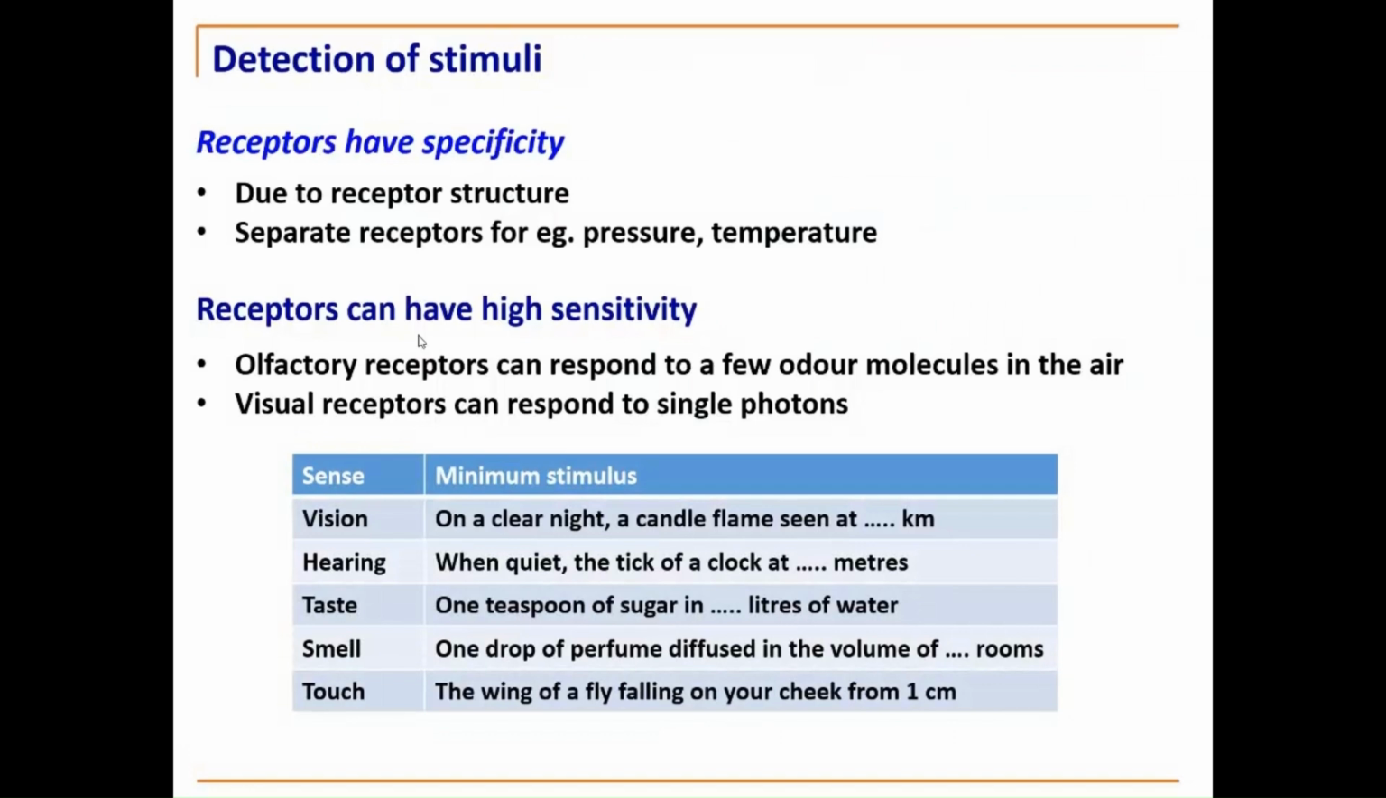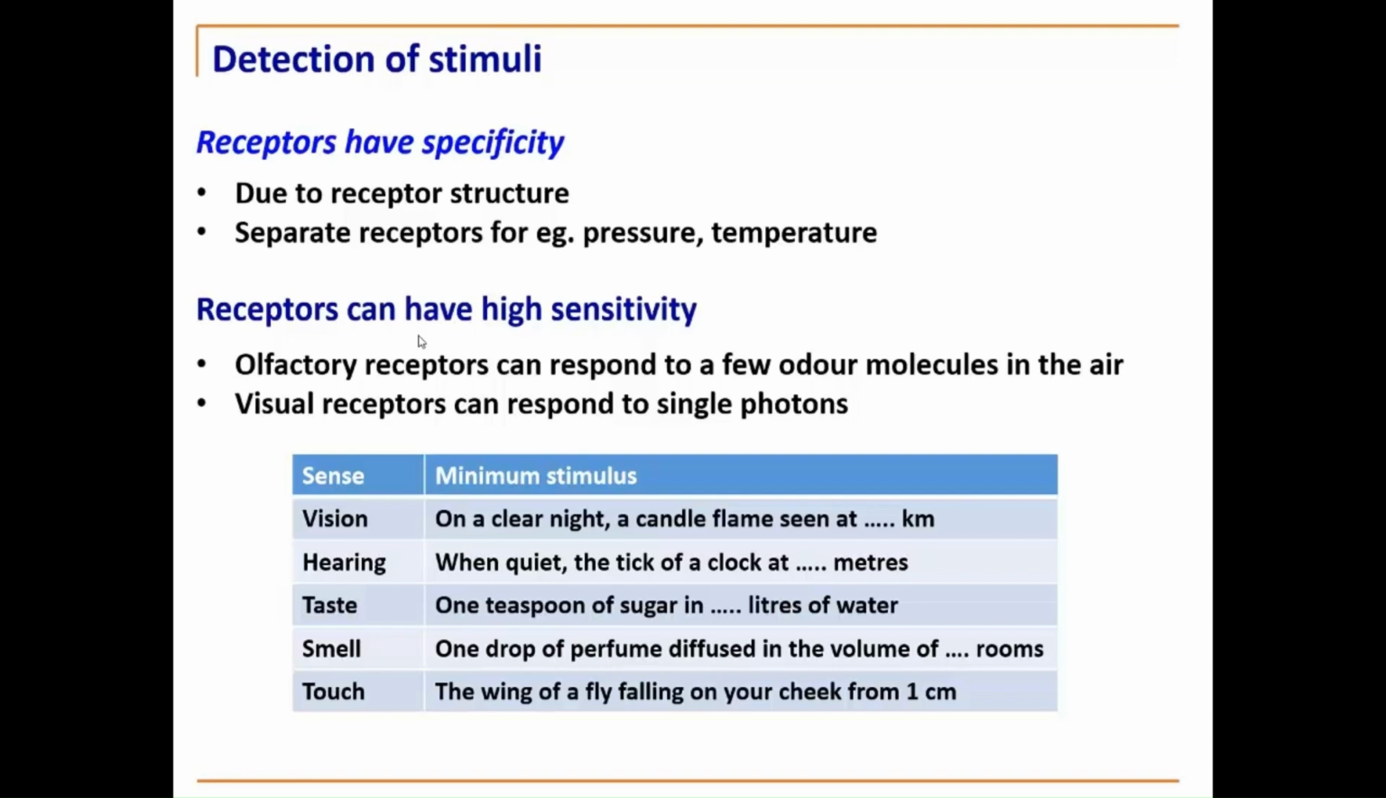And if we're thinking about what is the minimum stimulus for each of these different types of stimulus: vision, on a clear night, a candle flame can be seen at how many kilometers? Hearing, when quiet, the tick of a clock. How many meters away can you hear that? One teaspoon of sugar can be tasted in how many liters of water? One drop of perfume diffused in the volume of how many rooms? I want you to just have a think, what are those distances or volumes? What do you think your senses' minimum stimulus is? Just to put it in context, for touch, the wing of a fly falling on your cheek can be detected from 1 centimeter. So you can feel that just about touching your skin.